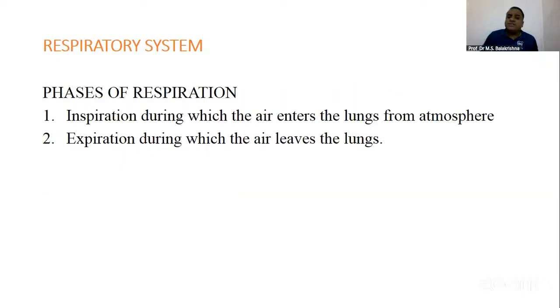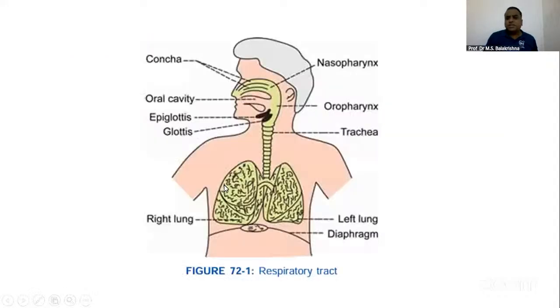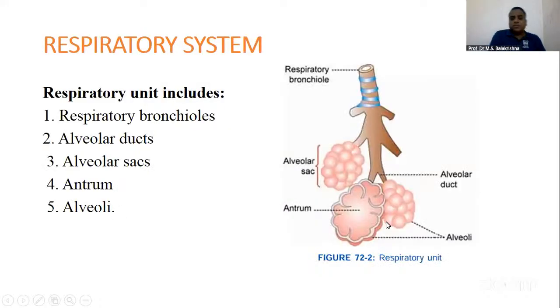This is the basic terminology to begin with. Then, phases of respiration: there are two phases, inspiration and expiration. This is the normal respiratory tract. It starts with your nose, oral cavity, nasopharynx, oropharynx, and then it goes into the trachea, the windpipe, and then it opens into the lungs. You have the left lung, right lung, and below is your diaphragm. This is the basic respiratory tract that you should know.